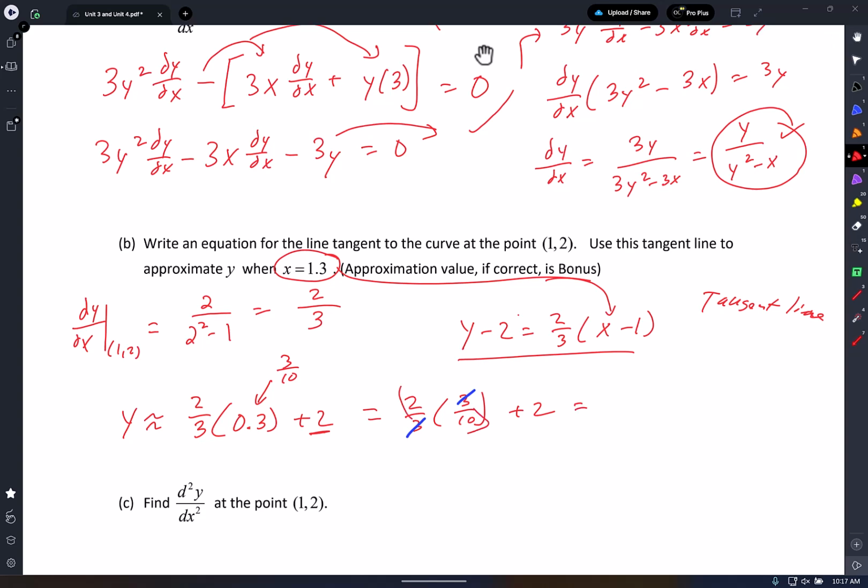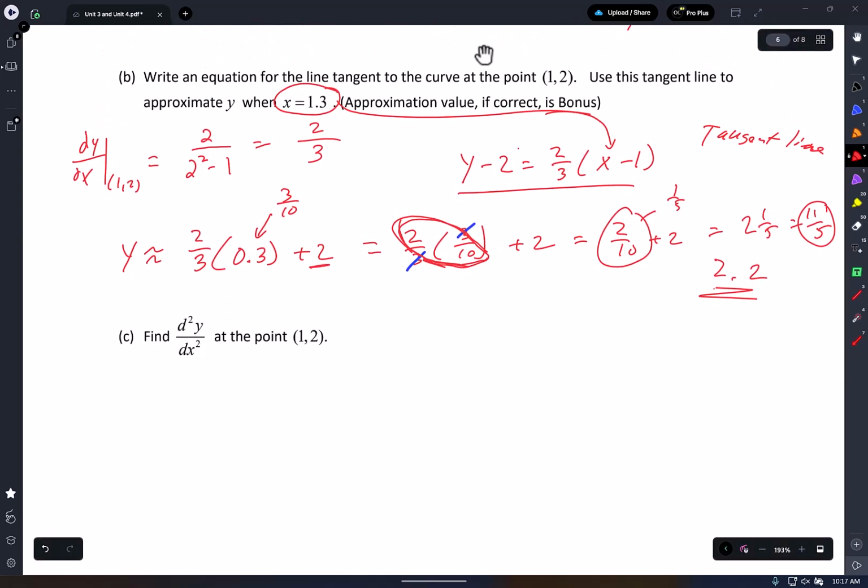So I see 2 over 10. See? What's going on right there? I see 2 over 10 plus 2. And remember, 2/10, that's the same thing as 1/5. So I see 2 and 1/5, or 11 over 5. 2.2. Let me make sure that I didn't make any mistakes. I don't see any. 1/5 plus 2, 2 and 1/5. Yeah, we're good. There it is.